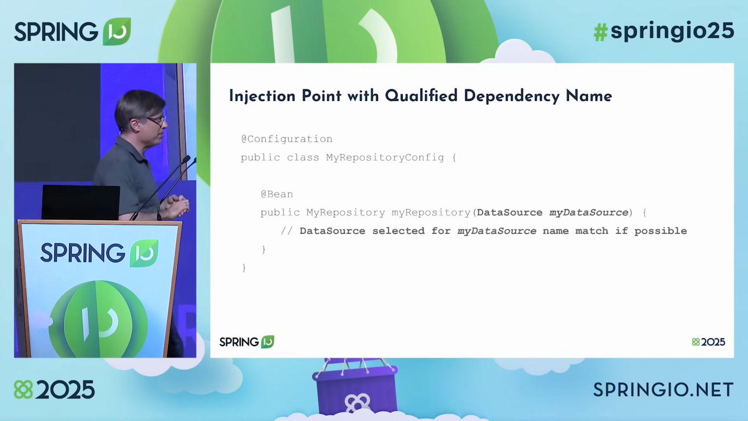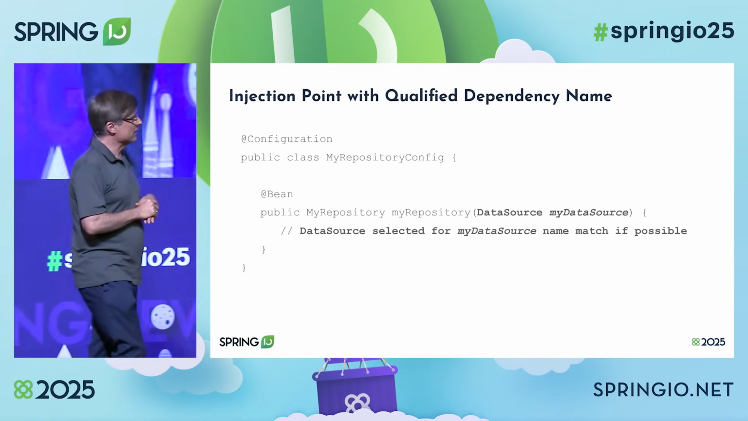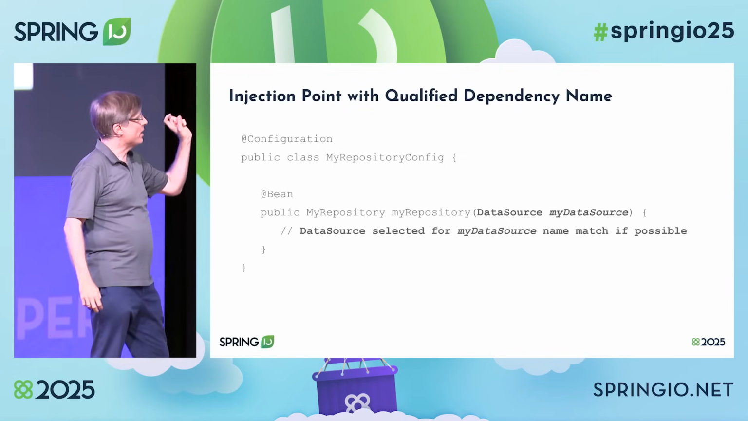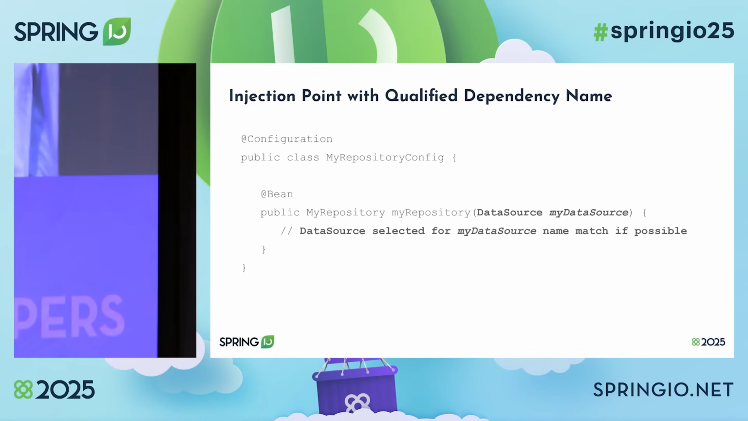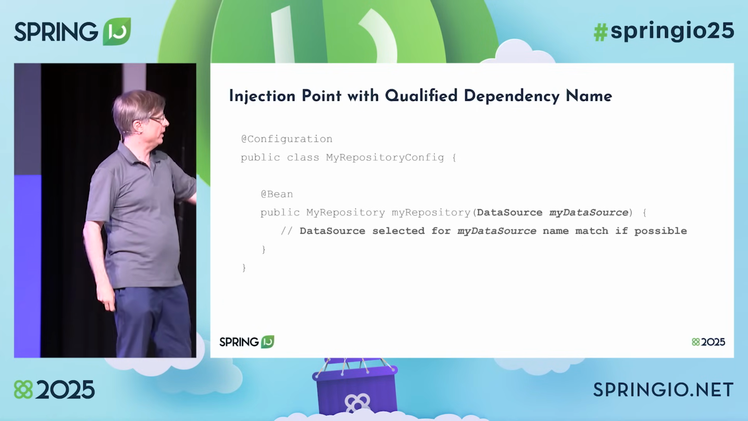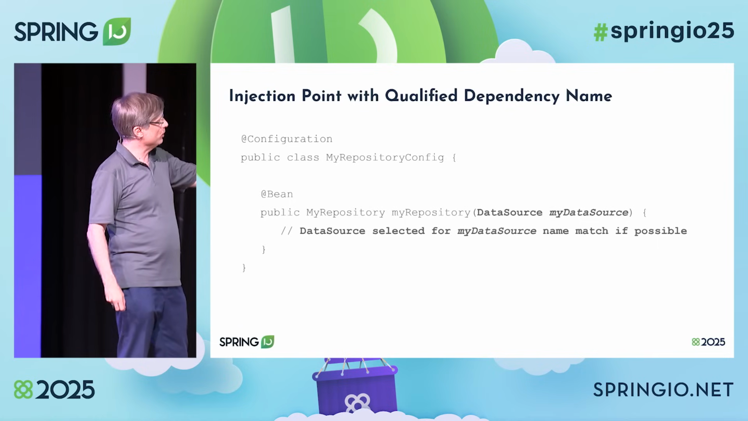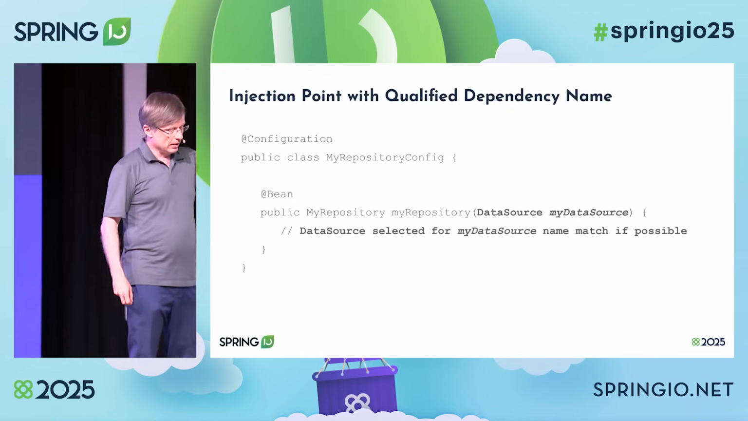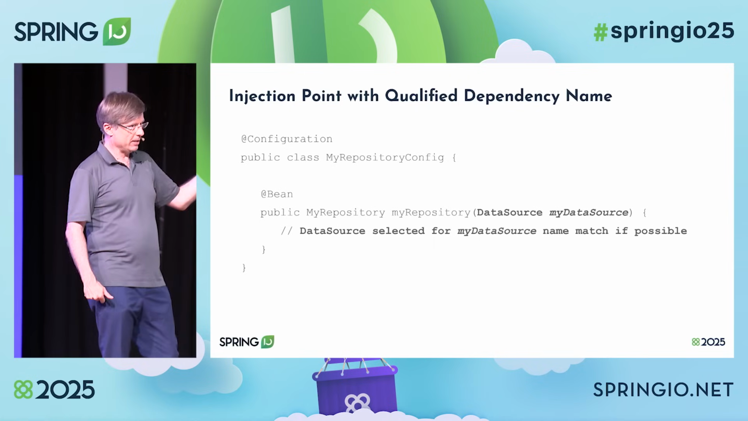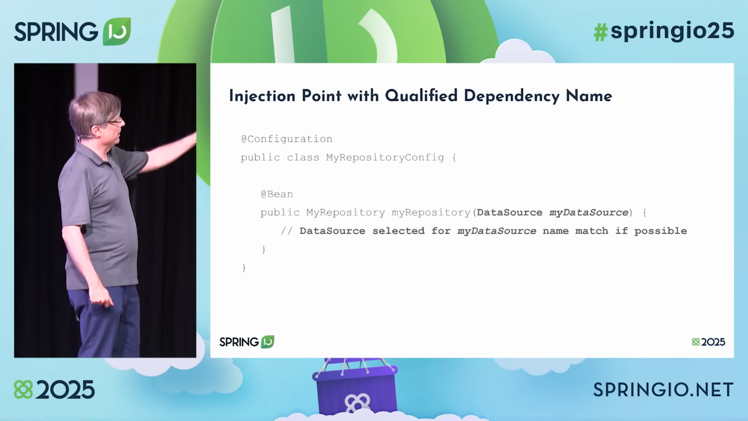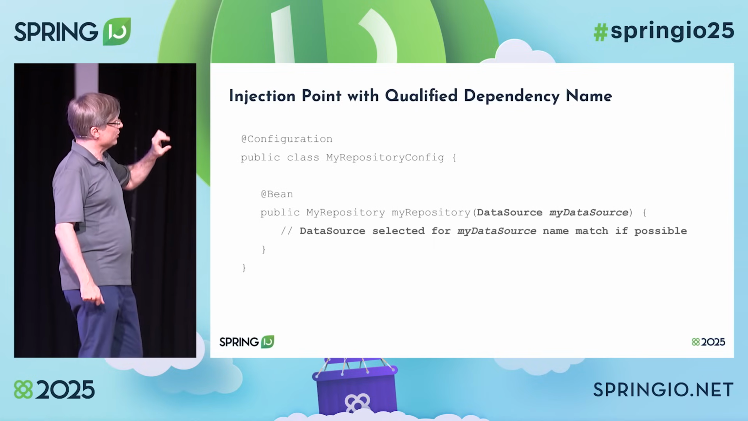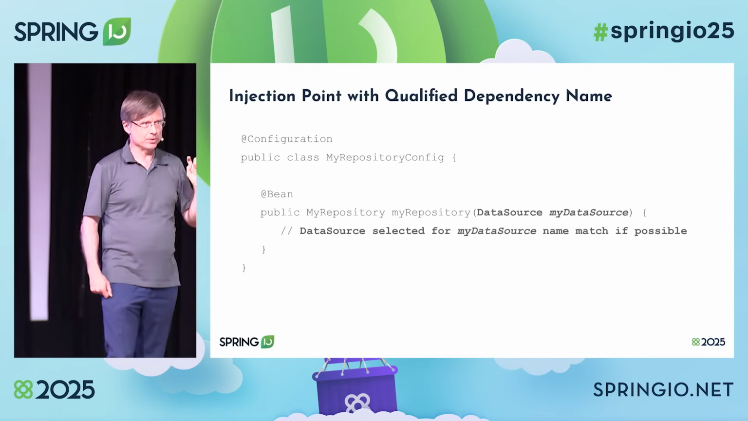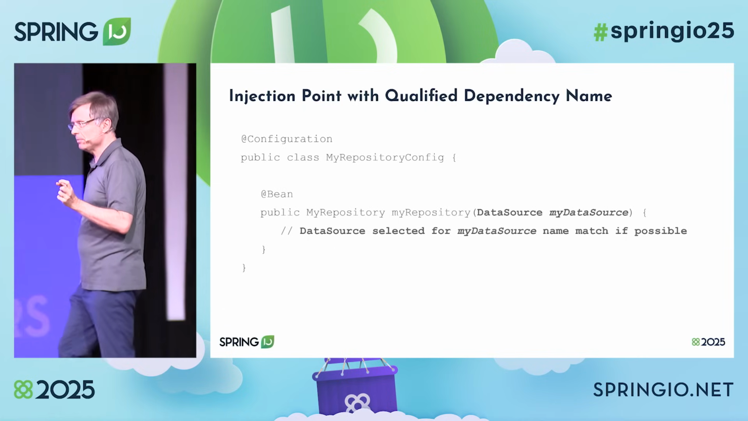And a variation that might not be so well known or so obvious is that even for a plain data source argument, you can actually rely on certain semantics for the argument name. We call that a dependency name. For a constructor or a factory method, this is just a parameter name. For a field, it's the field name. Here's just an innocent-looking argument of name, my data source. Type is data source, the name is my data source.